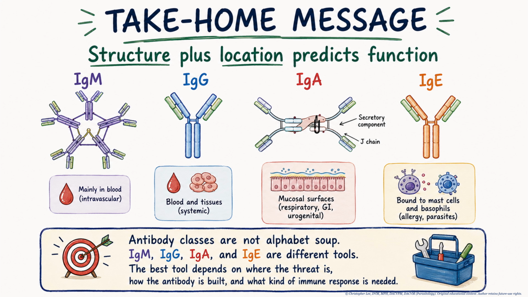IgM is large and early. IgG is systemic and versatile. IgA guards mucosal surfaces. IgE sits on a high alert pathway tied to mast cells, basophils, parasites, and allergy. The best antibody class depends on where the threat is, how the antibody is built, and what kind of immune response is needed.